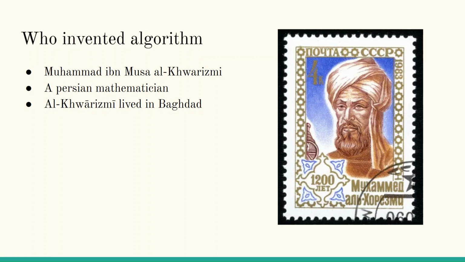Who invented the algorithm? Muhammad ibn Musa al-Khwarizmi is the inventor of the algorithm. He was a Persian mathematical genius. He was born around 780 AD in the region known as Uzbekistan.